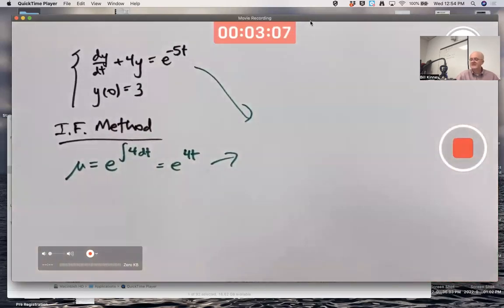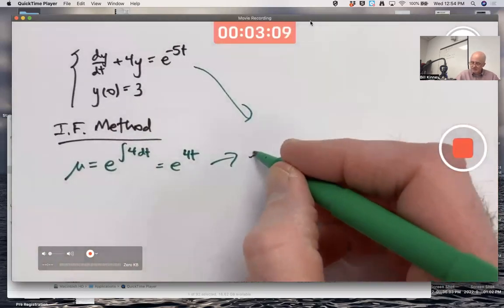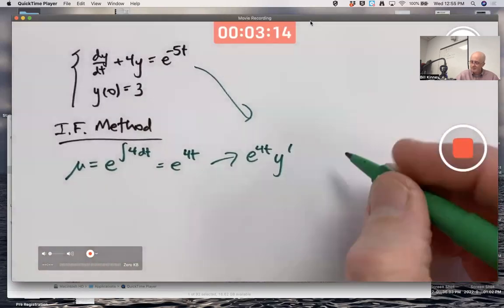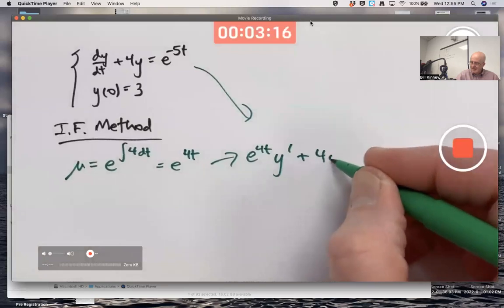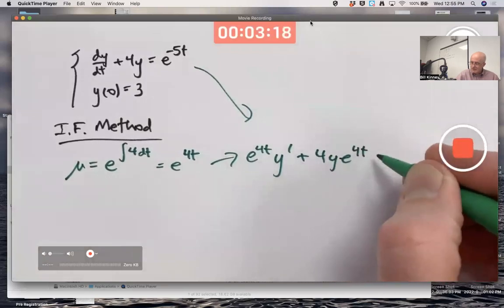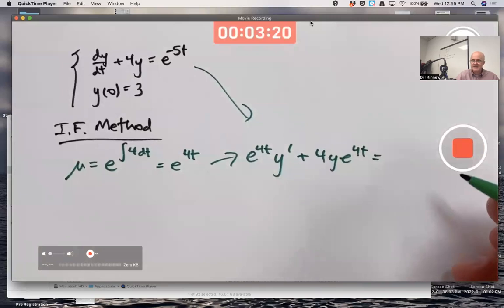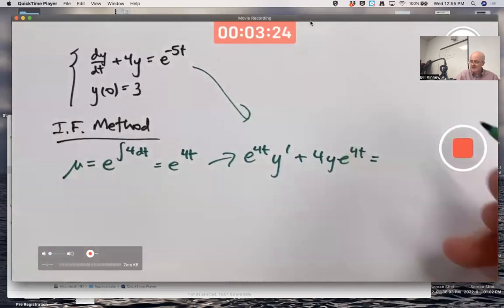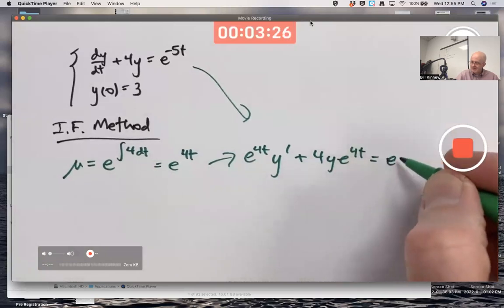You multiply both sides of the differential equation by the integrating factor. I'll just write y prime. Don't forget to do it to the right side too. That's the most common mistake, to forget to multiply it on the right side as well. e to the negative 5t times e to the positive 4t will be e to the negative t.